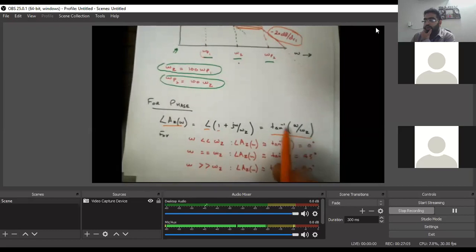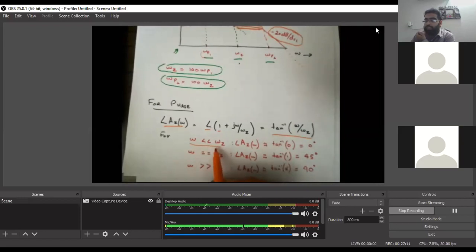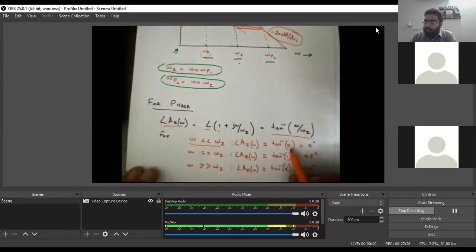Now we all know that tan inverse of omega by omega z, if omega is very much less than omega z, is going to be 0. If you plug in 10 times less, the expression is 1 over 10, and in reality it's going to be about 4 degrees, but for our simplification we approximate to 0, so tan inverse of 0 is going to be 0 degrees.